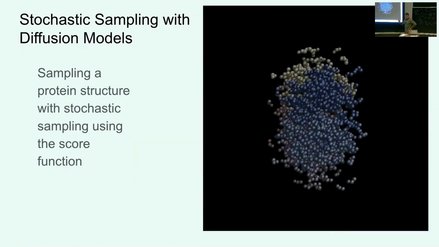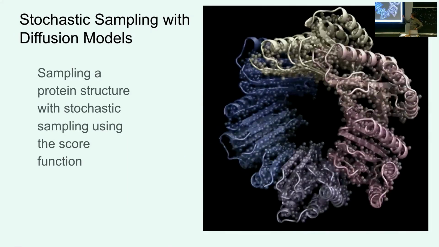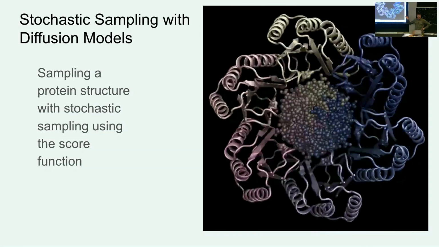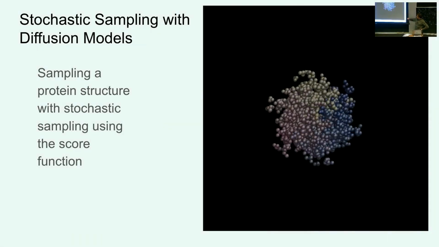I showed you this visualization already, but how was this model trained? How do you train models like that? You do score matching and get stuff out like this.